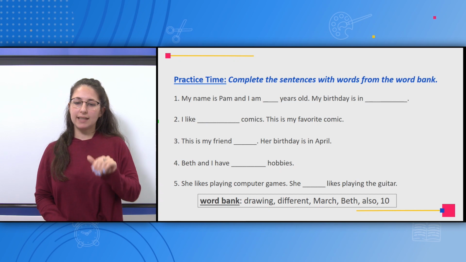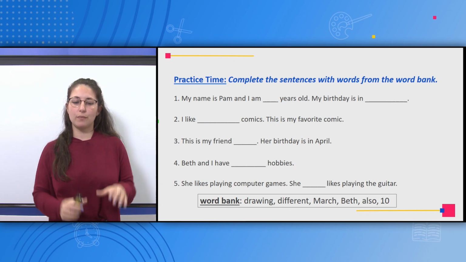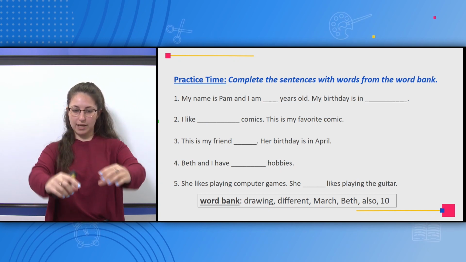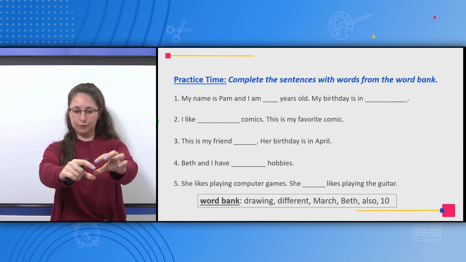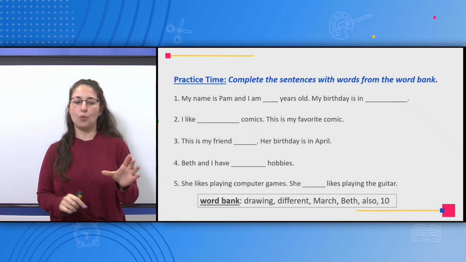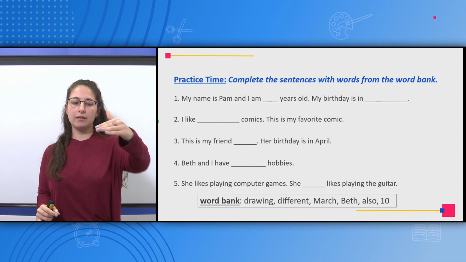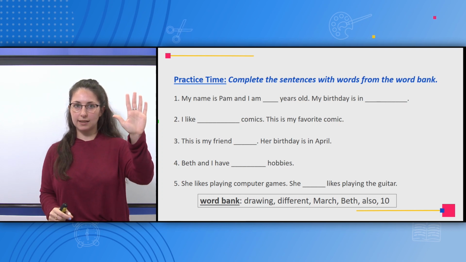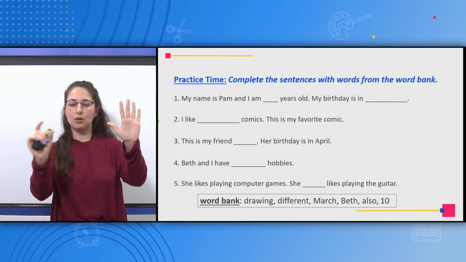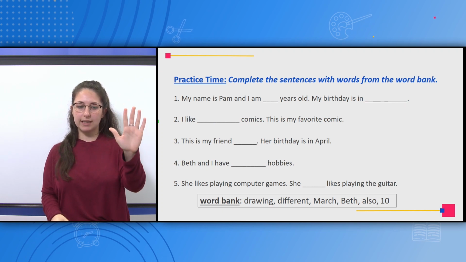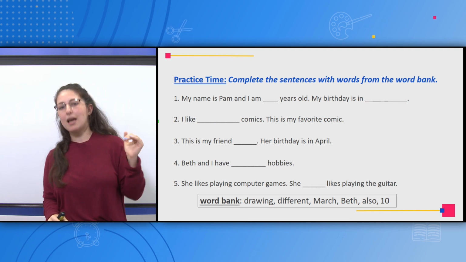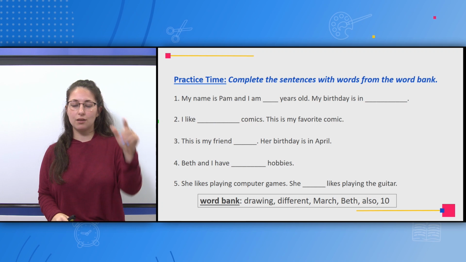So, complete the sentences with words from the word bank. You have a word bank, look below, with words from the story. So you need to read the 5 sentences and complete the missing words. I will read you the sentences without the words, and then I will give you 1 minute to finish all of them.